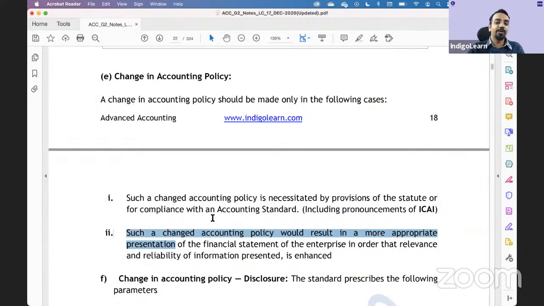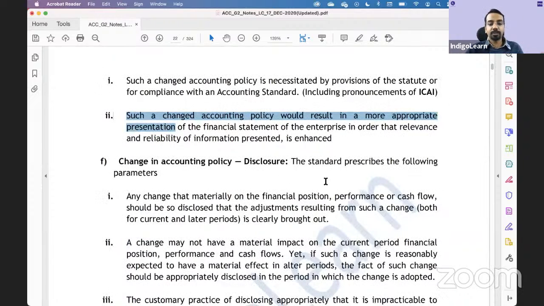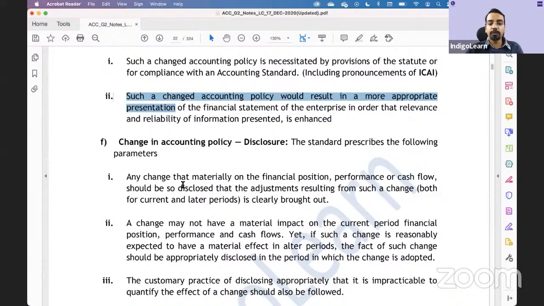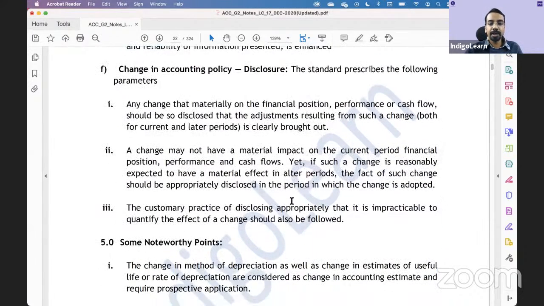What is the change in accounting policy? What is the impact of the change in accounting policy? Right. So both the things have to be disclosed. So any change that materially has an impact on the financial position, performance or cash flow should be disclosed such that the adjustment resulting from such a change is clearly brought out, right?